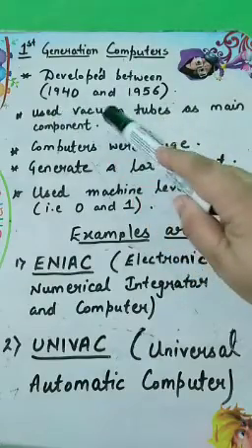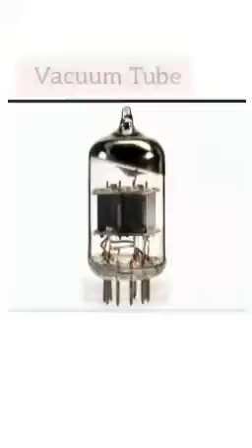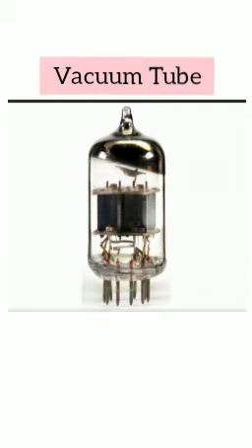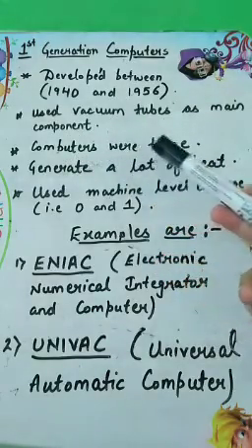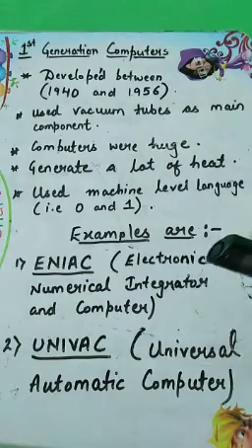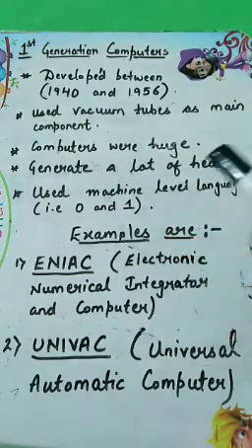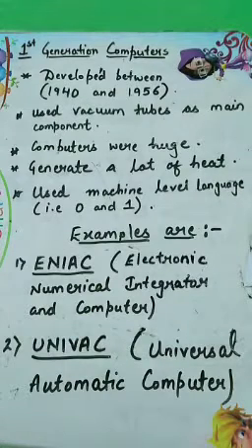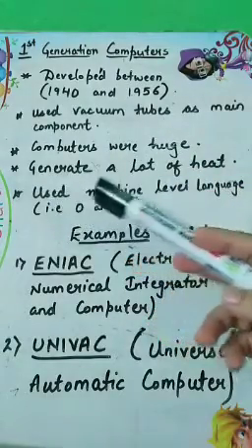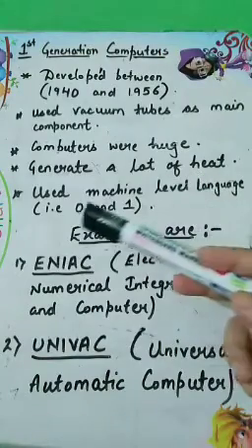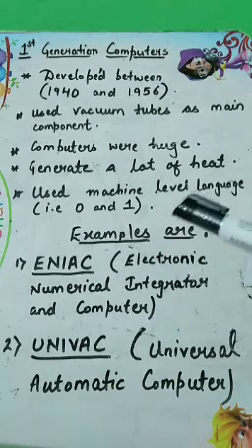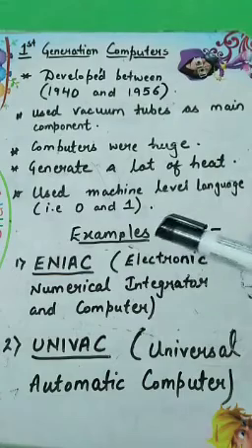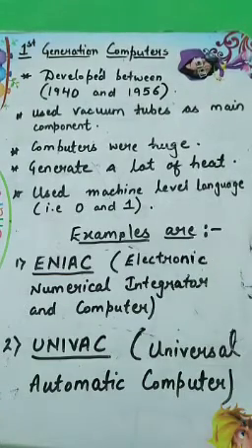These computers used vacuum tubes as the main component. See children, this is a vacuum tube. Next, during this generation, computers were very huge, almost the size of a big room. Next, they generated a lot of heat due to the presence of large numbers of vacuum tubes. Also, these computers used machine level language, which is written in the form of 0 and 1. It means the instructions were given in the form of 0 and 1, and after that, the computer was capable of performing that task.